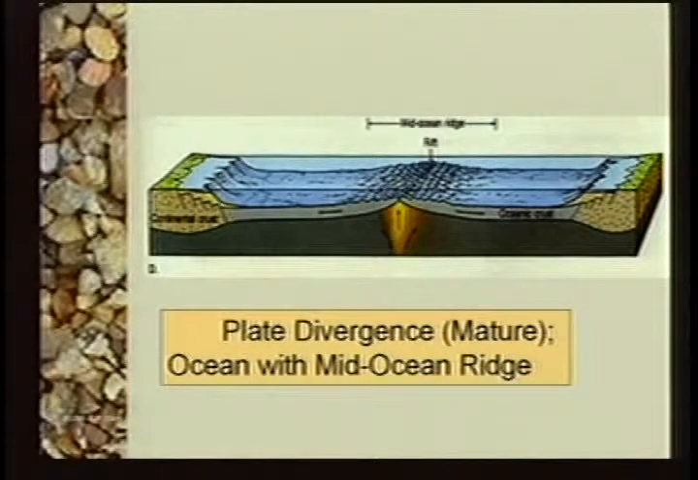And finally, if divergence continues for a while, we end up with something like this, where we have a mid-ocean range right here, where the magma is upwelling and the two plates are moving off in opposite directions. New lithosphere is created. The magma rises up, is erupted onto the ocean floor in this case, and the two plates move off in opposite directions, a divergent plate boundary.